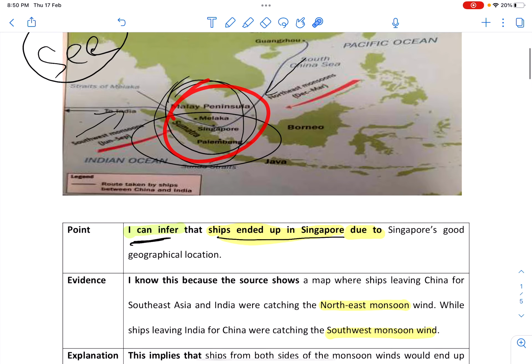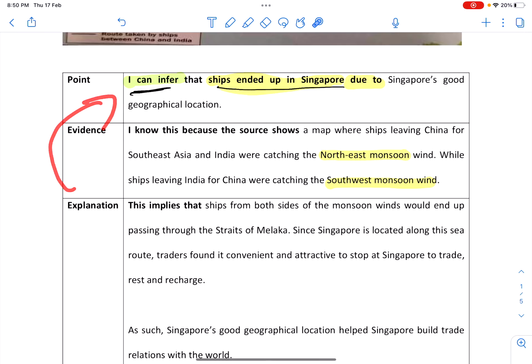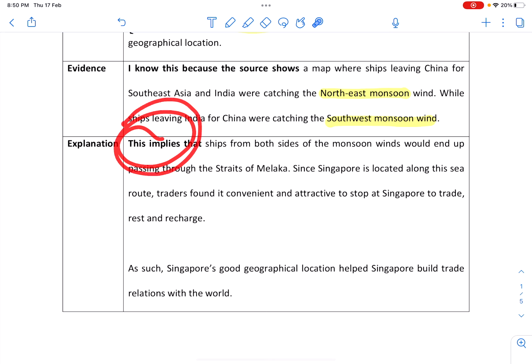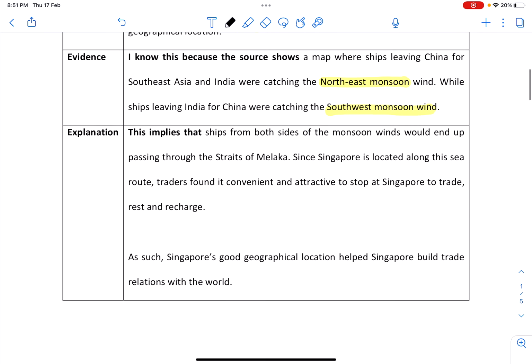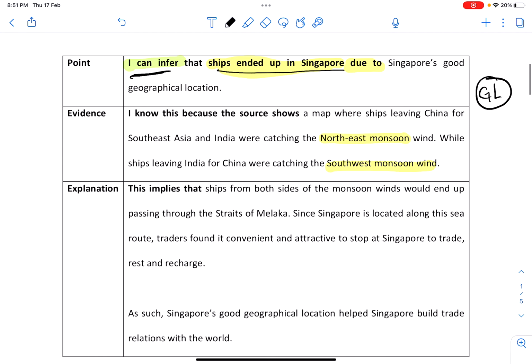So what does this mean? How is this going to imply that Singapore indeed has a good geographical location? Well, the fact that they use the winds northeast and southwest implies, right? So like what I did in the previous example, I draw a graph that helps to connect the points. So again, your point is they came due to Singapore's geographical location. And then your evidence is they use the monsoon winds.